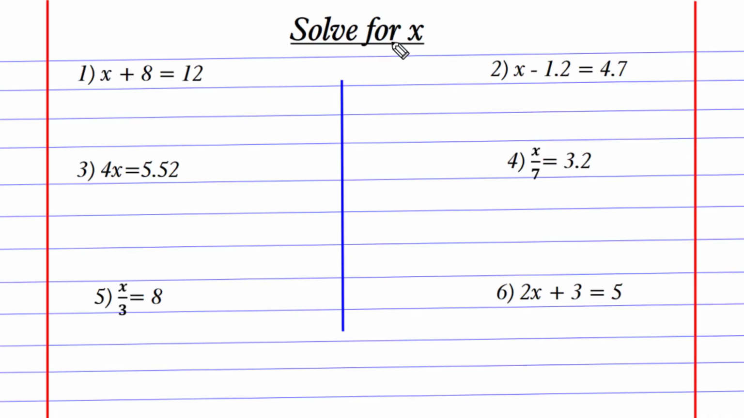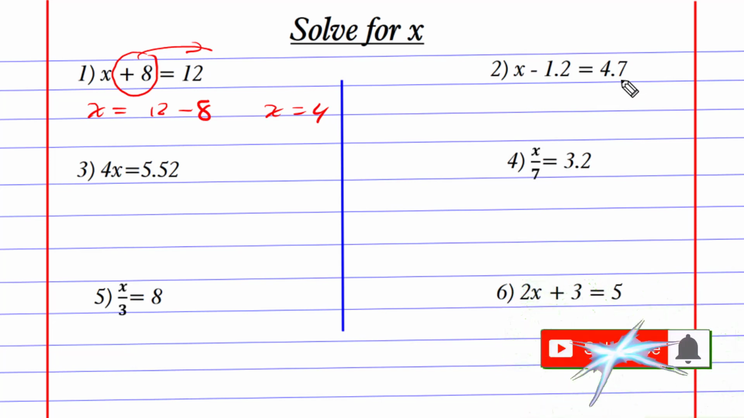Next, solve for x. Number 1, x plus 8 equals 12. This is an addition equation. How can we find the value of x? We will use the inverse operation. The inverse operation of addition is subtraction. We can circle plus 8 and move it to the other side to be subtracted. Now x equals what? Equals 12 minus 8. Now x equals what? Equals 4.